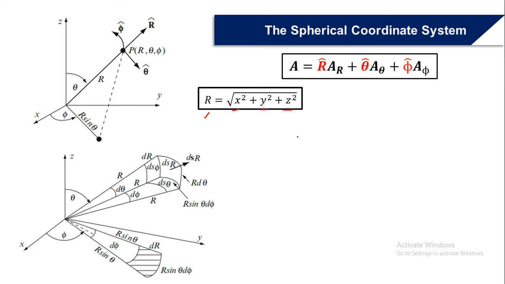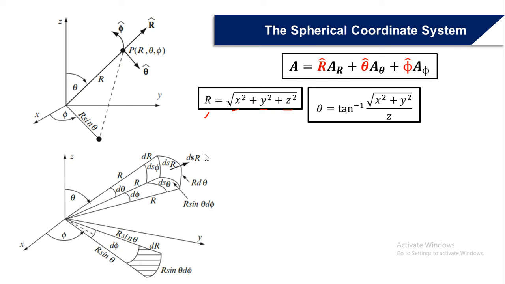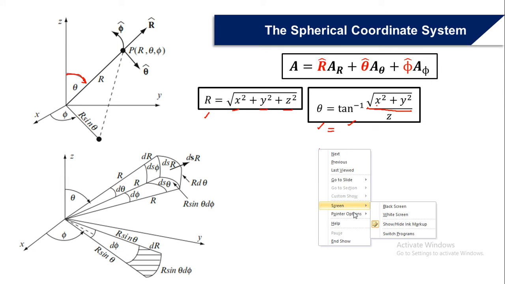So, next, we have to describe naman yung theta. Okay? Theta daw, ito yan, no? Theta. It is equal to the arctan of the square root of x squared plus y squared all over z. Okay? So, yun yan.